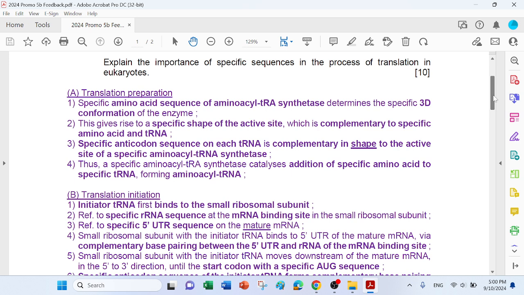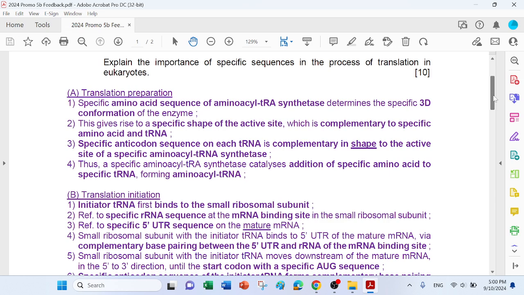So we can look at the specific amino acid sequence of the enzyme involved in this process, which is aminoacyl tRNA synthetase, right? The specific amino acid sequence will give rise to the shape and therefore the function of the enzyme, right? So it's important, right? Importance of the amino acid sequence of the enzyme. Again, the amino acid sequence gives rise to the shape of the enzyme, and the shape includes the shape of the active site.